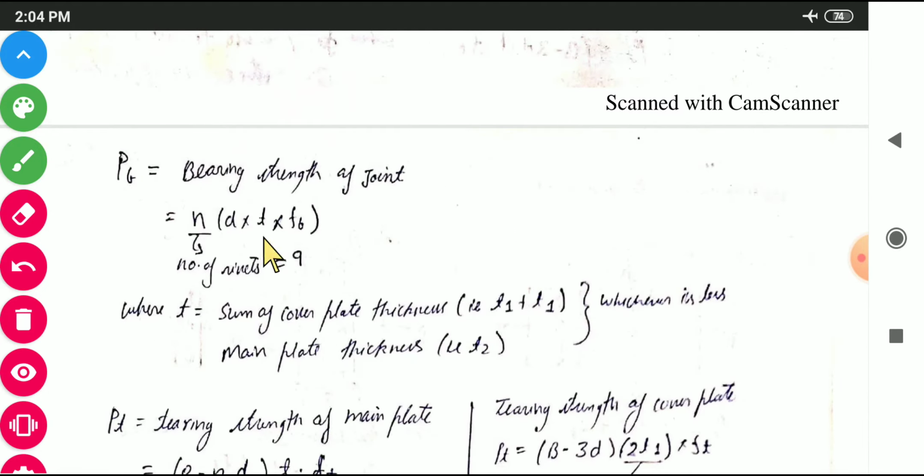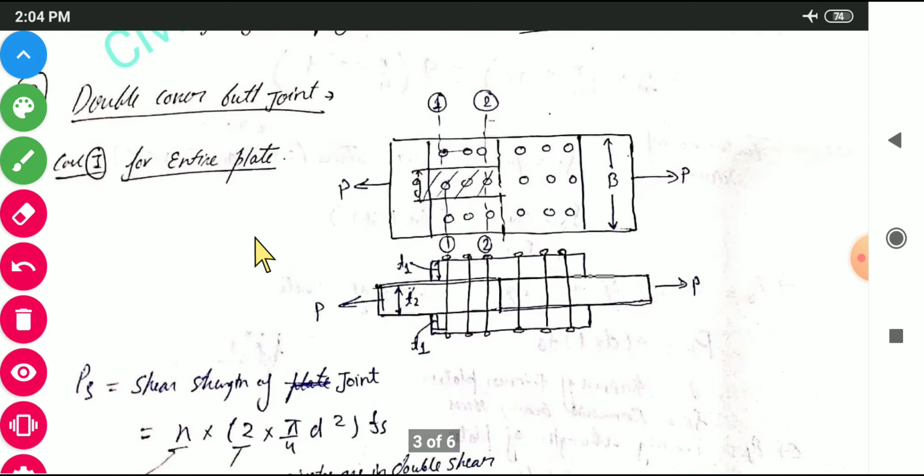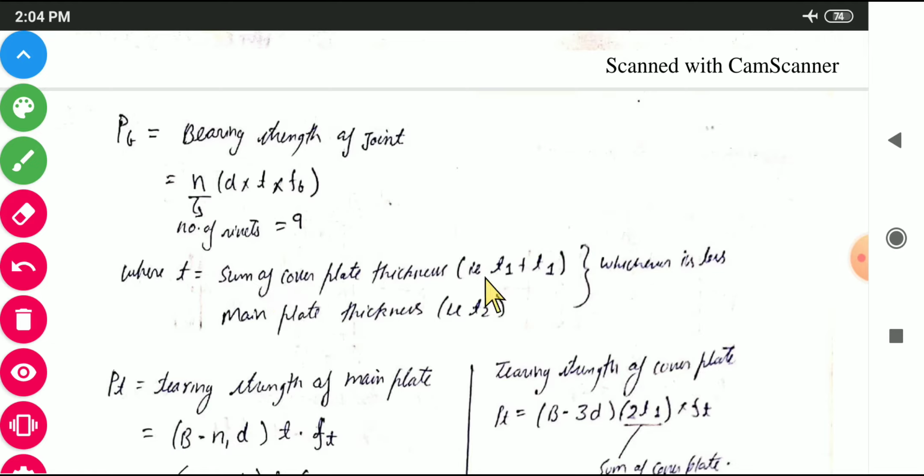One thing also you have to notice is this t. In this type of joint, double cover butt joint, you have two types of thickness here. T1 is for the cover plates, this one and this one, and T2 is for the main plates. So which thickness will you have to consider? You will have to consider the sum of the cover plate thicknesses, that is T1 plus T1, or the main plate thickness T2, whichever is less. So either it will be 2 times T1 or T2, whichever is less will be the thickness to be considered here.